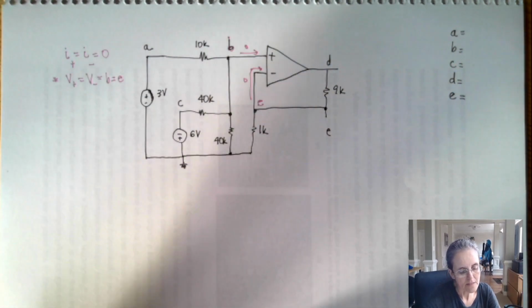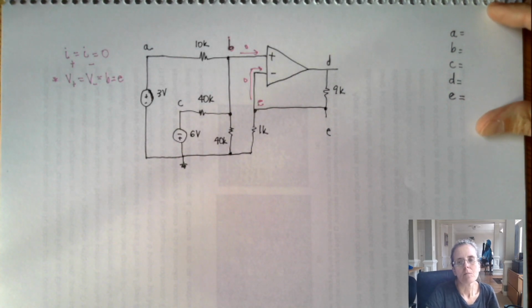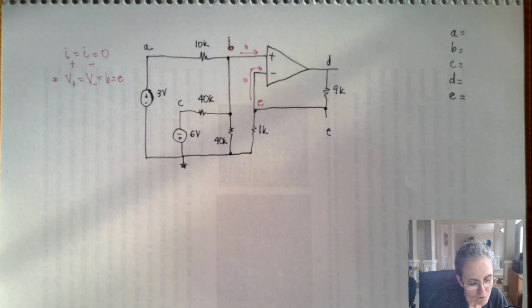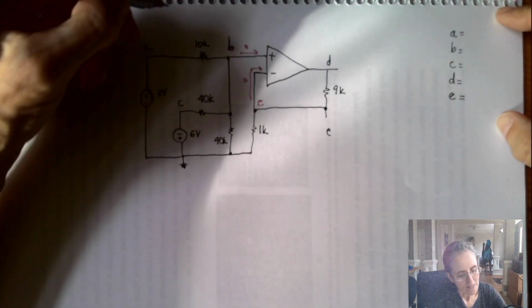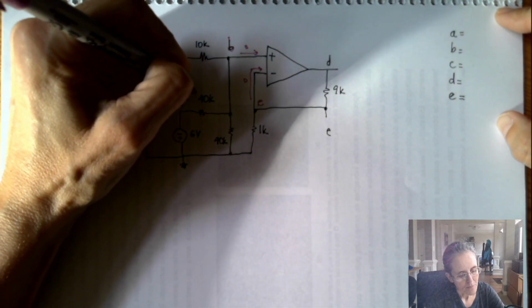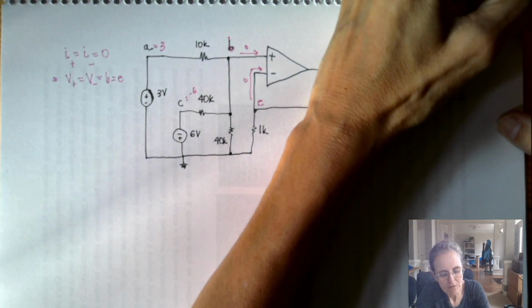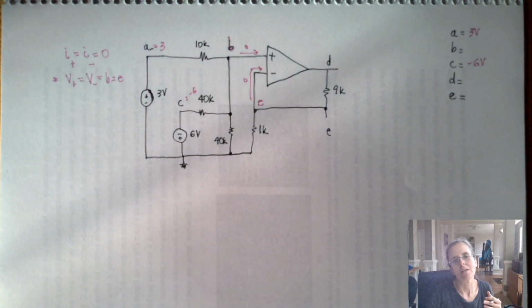Between A and C, I can already answer. So the question states that you need to find the voltage, the nodal voltages for all these nodes. And it turns out I already know that A is 3 volts and C is minus 6 volts. So I'm going to write 3 and minus 6. At this point, hopefully you already have 40% of the question done.